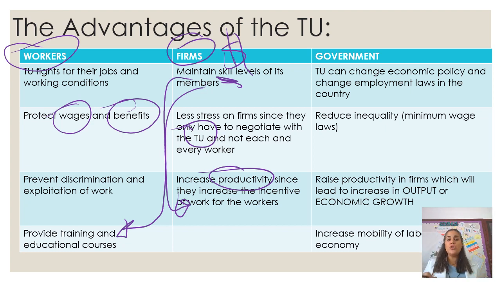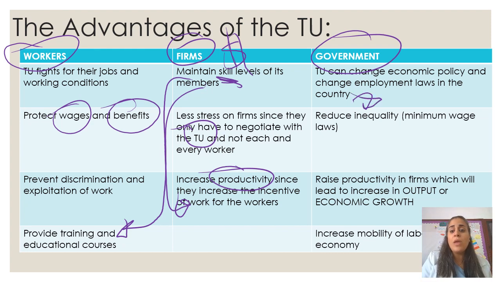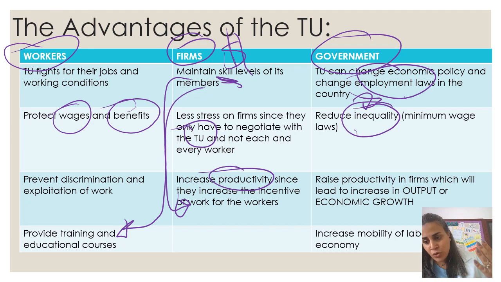How is this good to the government? From the government's point of view, trade union can change economic policy and change employment laws in the country. And as we said, this would help talk about the minimum wage requirements. What is the legal minimum wage that the government could set? And also it reduces inequality. What do these mean? When I'm talking about employment laws and inequality, this you will study later on about government and macroeconomic policy.